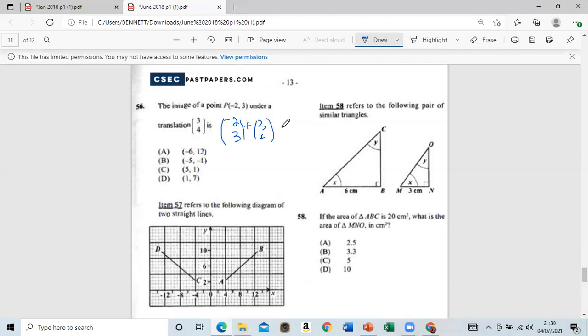So this will give you 1, because this is a negative, and 3 plus 4 is 7. Alright, so here we go. What's the answer? Oh yeah, D. So it's D.